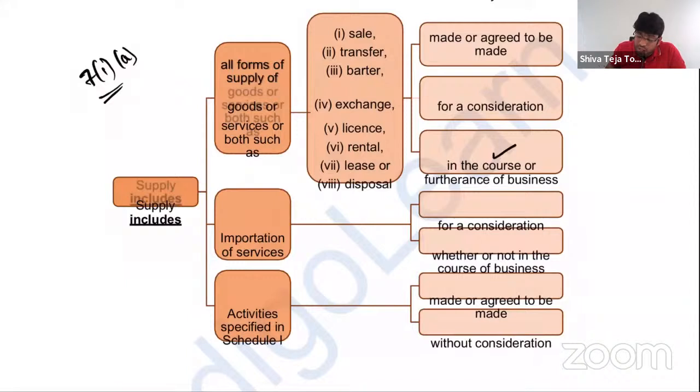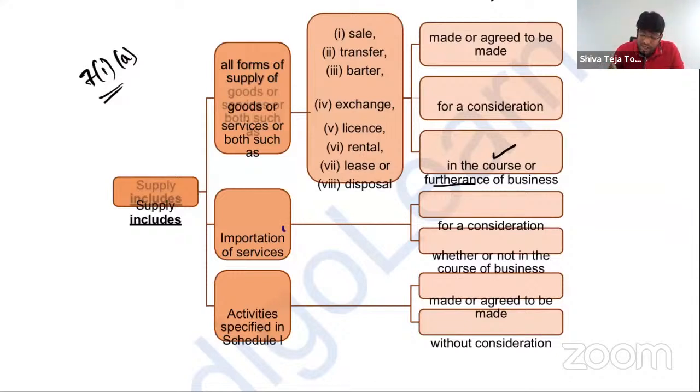Now don't get a doubt. What is the difference between course and furtherance of business? Course is something like doing what you are doing. Furtherance is something like expansion. So supply includes all forms of supply of goods, services, or both, such as sale, transfer, barter, exchange, license, rental, lease, or disposal, which is made or agreed to be made for a consideration by a person in the course or furtherance of business.